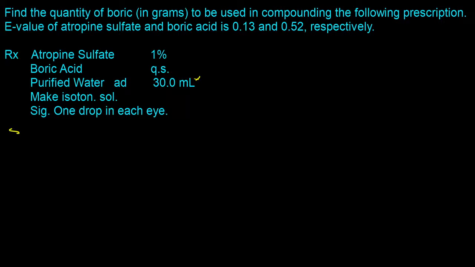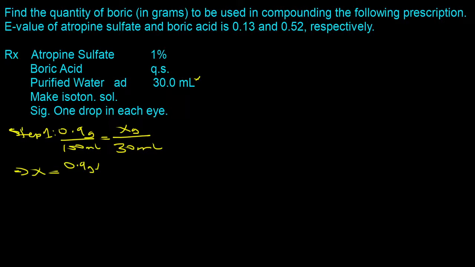So we start off with step 1. In step 1, we do 0.9 grams over 100 milliliters being equal to some quantity in grams over 30 milliliters. We solve for x. X is going to be equal to 0.9 grams times 30 milliliters divided by 100 milliliters. The milliliters cancel out, and you end up with 0.27 grams. What do you do next?